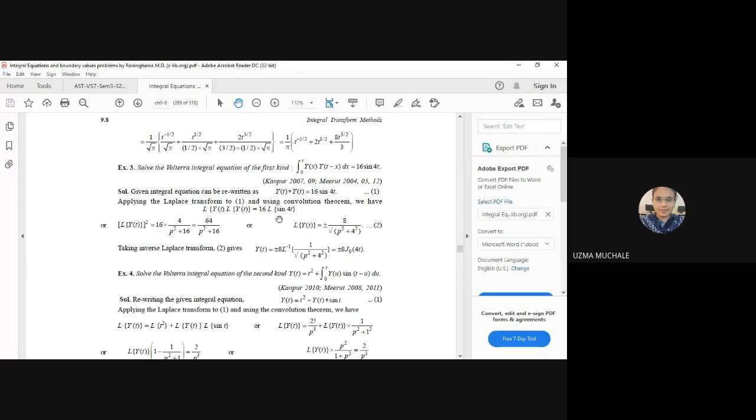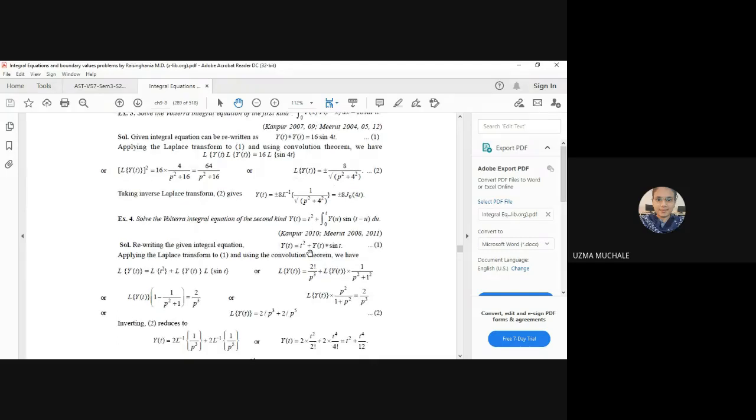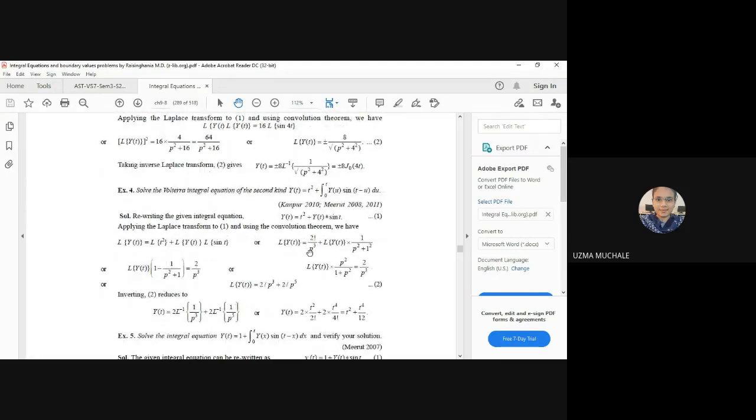Now, what is the Laplace transform of sine of 4t? Sine of 4t is 4 upon p square plus 4 square, that is a upon p square plus a square, and the 16 outside as it is. And then again we have a square, so taking the square root on both sides, we get L of phi of t, and then applying the inverse Laplace transform, we get phi of t, which is the solution of our given integral equation. Similarly, many examples are there.